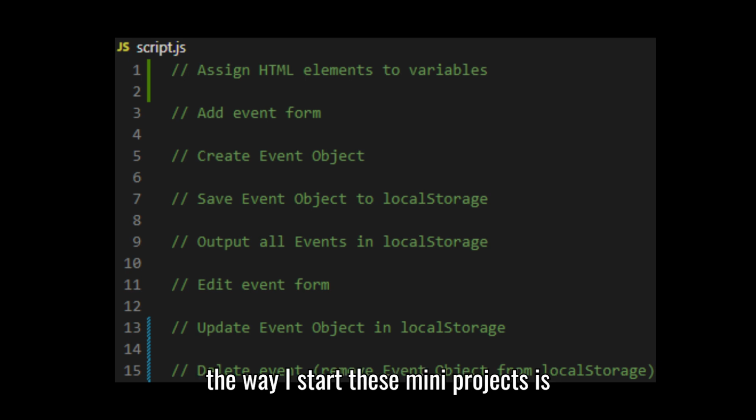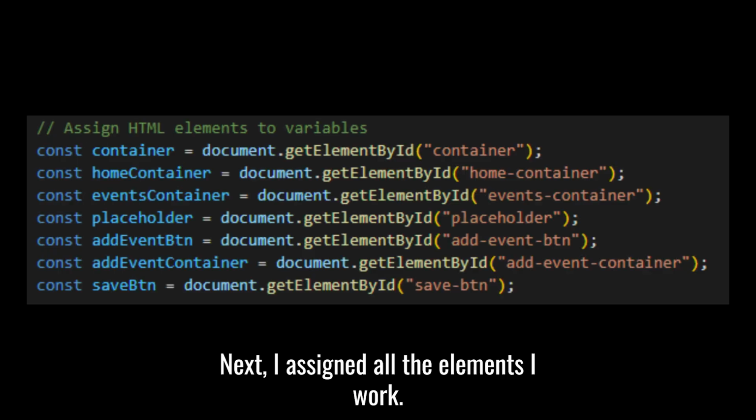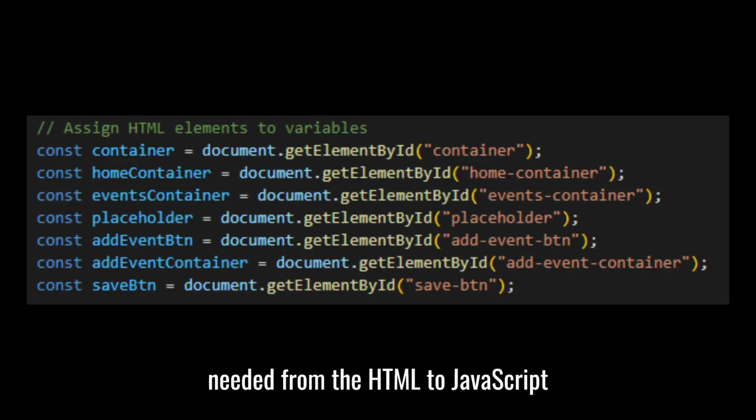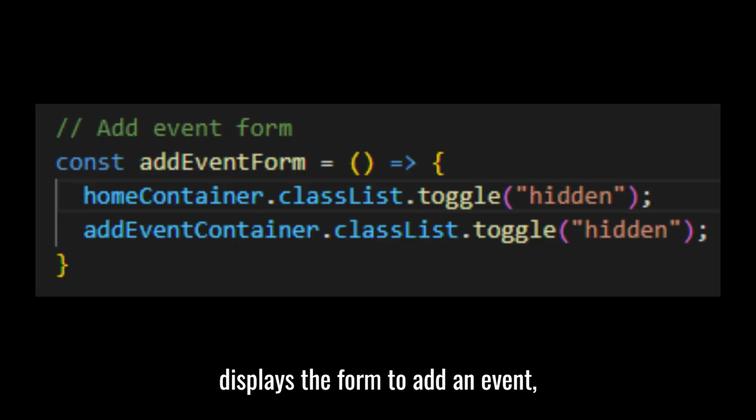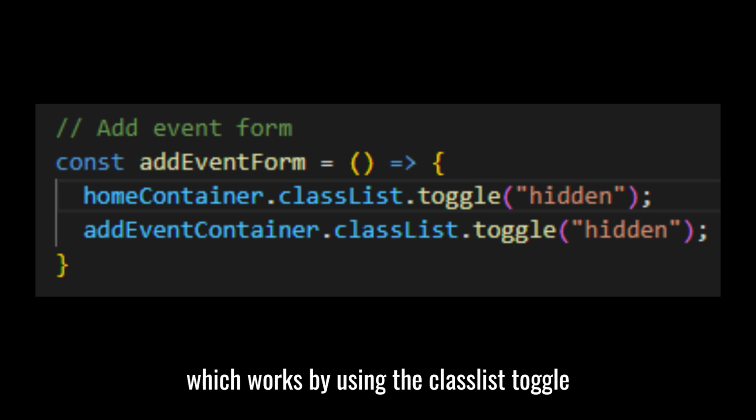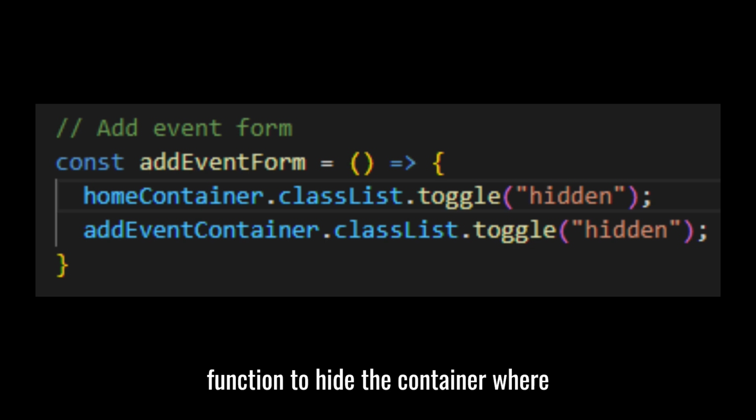And the way I start these mini projects is always by creating a bit of a plan with comments, and I just write out what each function is going to be needed and what it's going to do. And it just helps me visualize the way the program will work. Next, I assigned all the elements I needed from the HTML to JavaScript variables and created a function that displays the form to add an event, which works by using the classList.toggle function to hide the container where users can view their events, and changes the form container to visible.